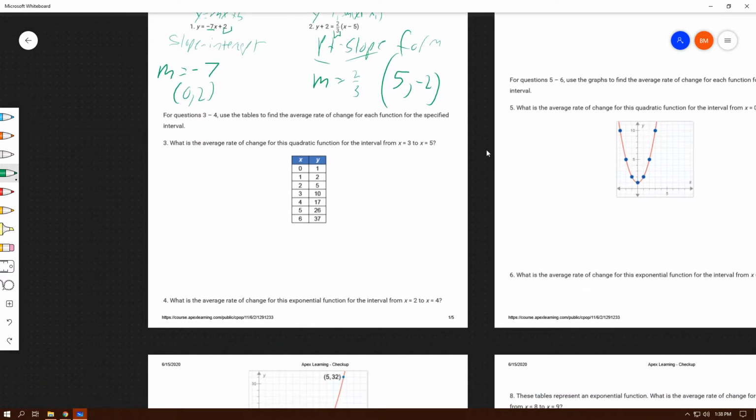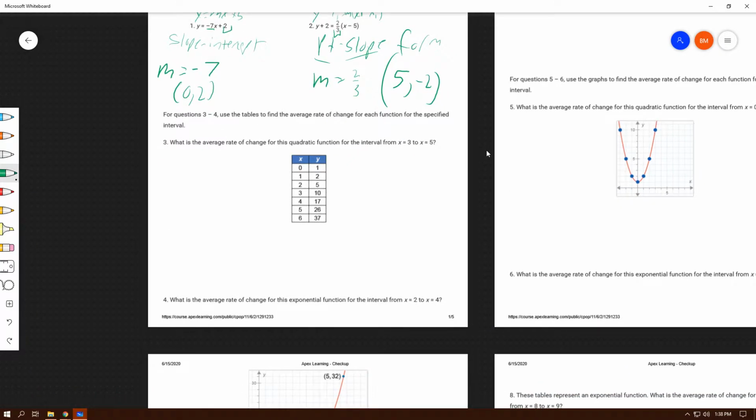All right. What is the average rate of change for this quadratic function for the interval? Oh my goodness, I don't know, this is kind of scary. Rate of change is slope. I know my slope formula is y2 minus y1 over x2 minus x1. Well, I need ordered pairs. I'm going to use the ordered pairs where x equals 3 and x equals 5. So this is x1, y1, x2, y2.